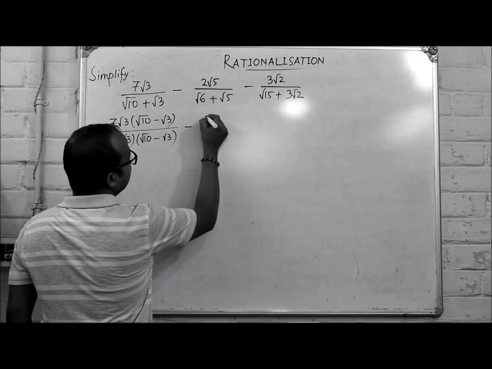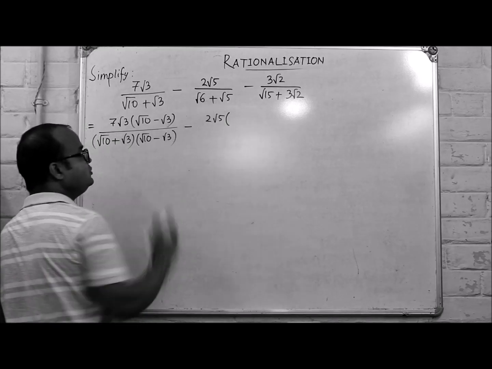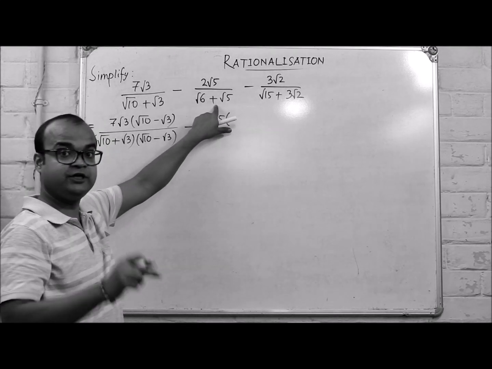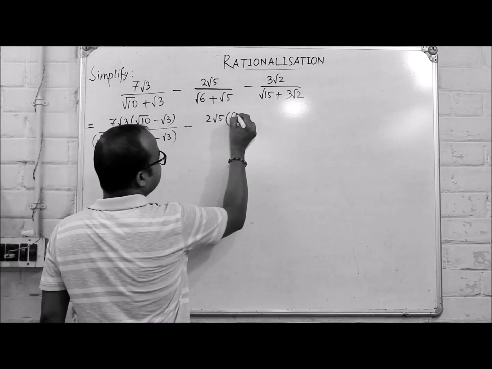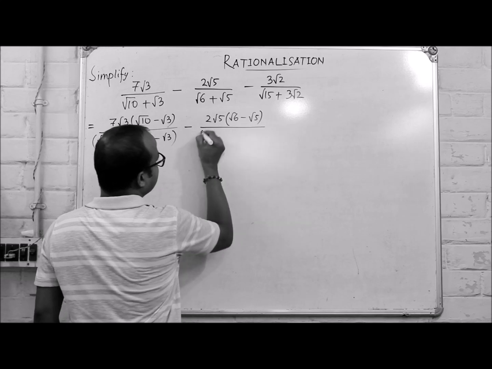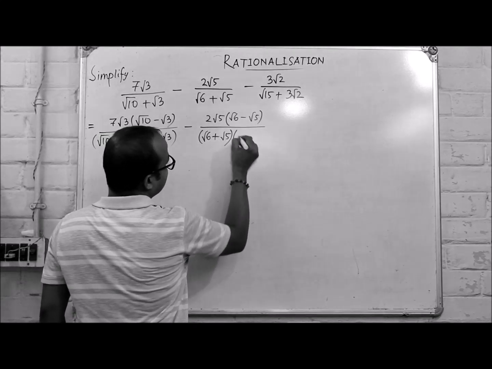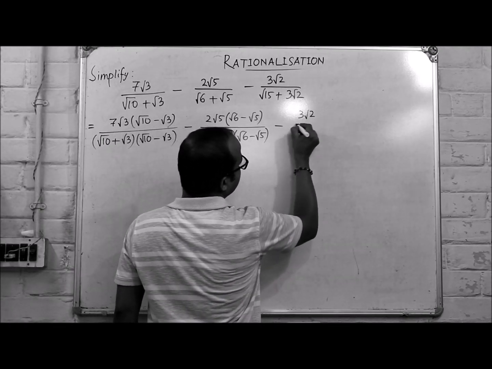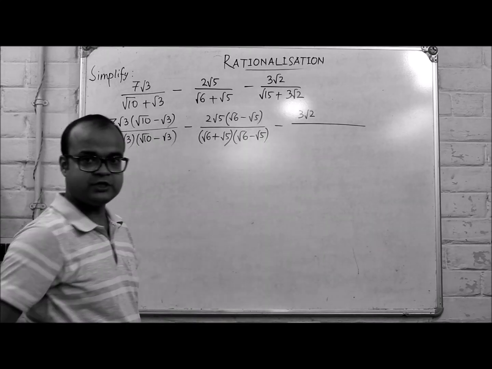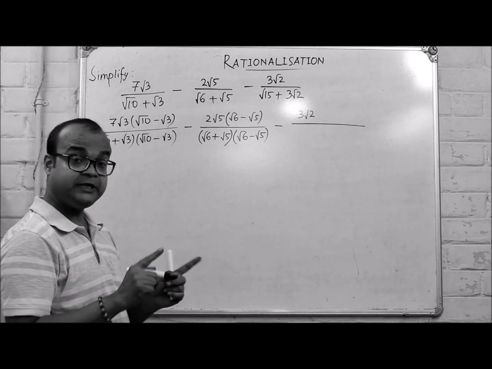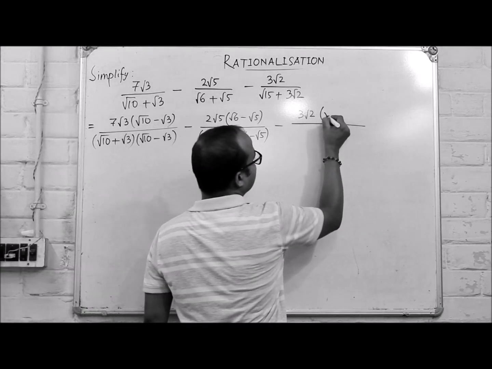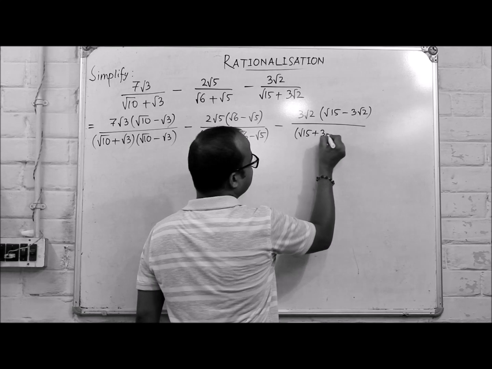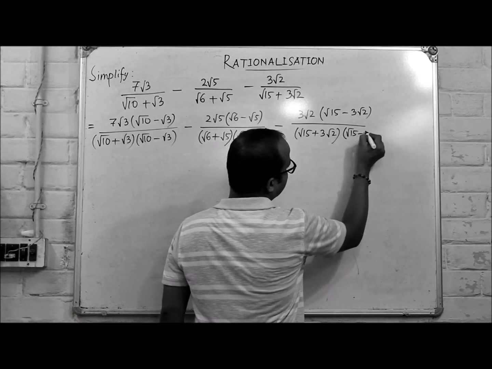Same way, minus 2 root 5. We need to rationalize the denominator with root 6 minus root 5. Plus is given, so we need to rationalize with minus. So root 6 minus root 5 by root 6 plus root 5, root 6 minus root 5. Then minus 3 root 2, root 15 plus 3 root 2 is given, so we need to multiply with root 15 minus 3 root 2. So root 15 plus 3 root 2, root 15 minus 3 root 2.